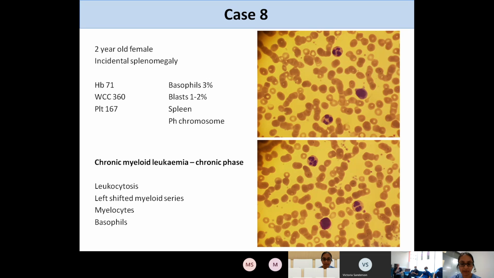This is a case of chronic myeloid leukemia in chronic phase. And what we can see here is an example of leukocytosis, left-shifted myeloid series, so churning out early neutrophils and myelocytes, and basophils.